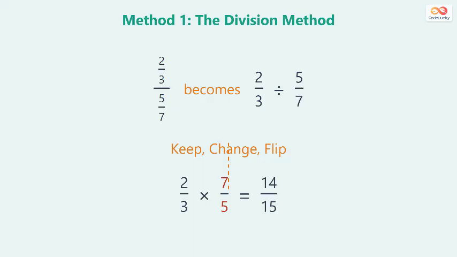Let's look at the division method first. Since a fraction bar literally means division, we can rewrite 2/3/5/7 as 2/3 divided by 5/7. Then, we follow the rule for dividing fractions. Keep the first fraction, change division to multiplication, and flip the second fraction.